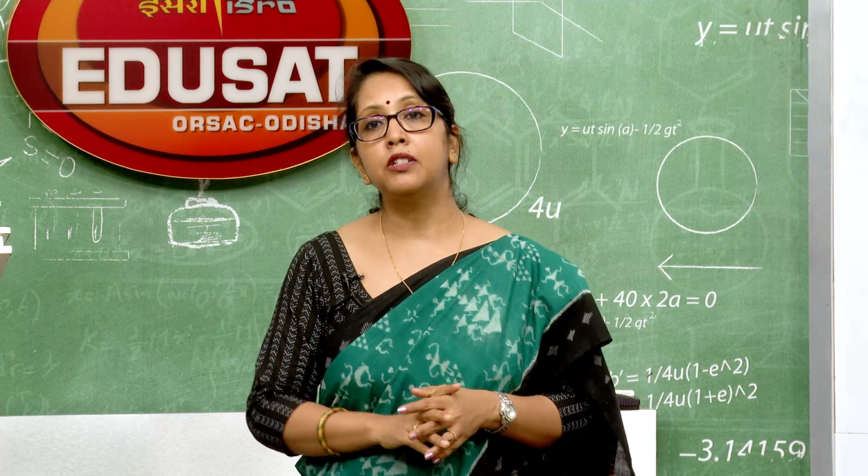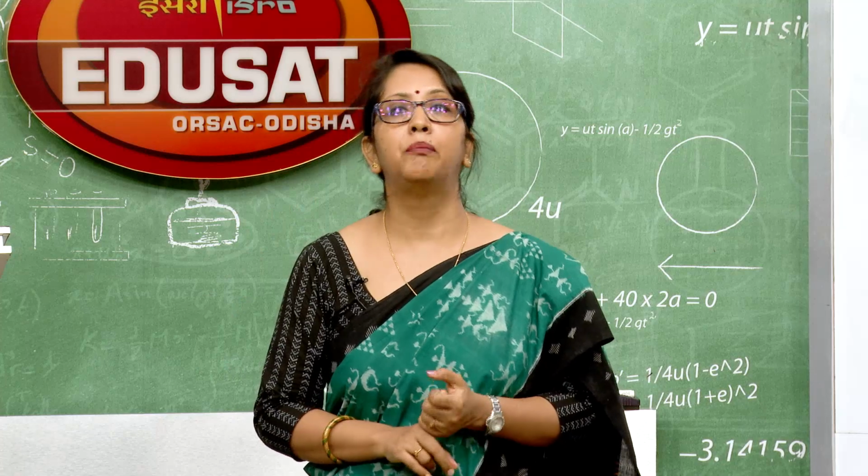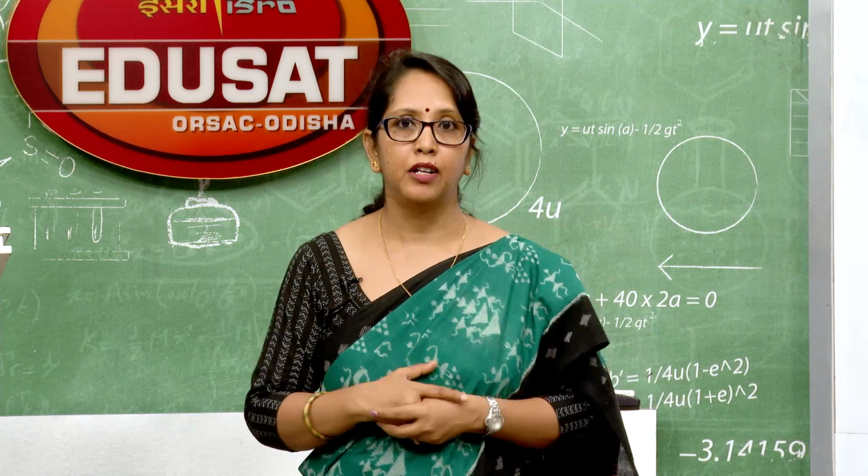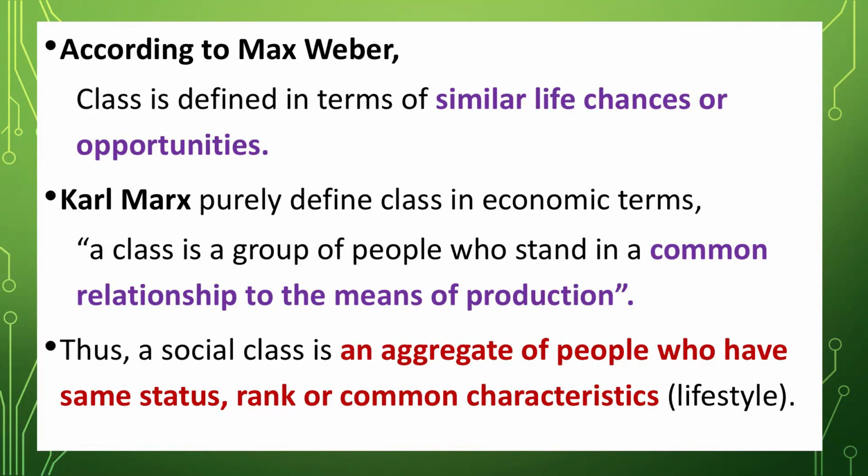He talks about similar life chances or opportunities. What do you mean by that? Similar life chances, opportunity refers to similar conditions of living. That means in society there are rich people and there are also poor people. If you classify them on the basis of wealth, then we can say that yes, society is stratified into upper class, middle class and lower class.